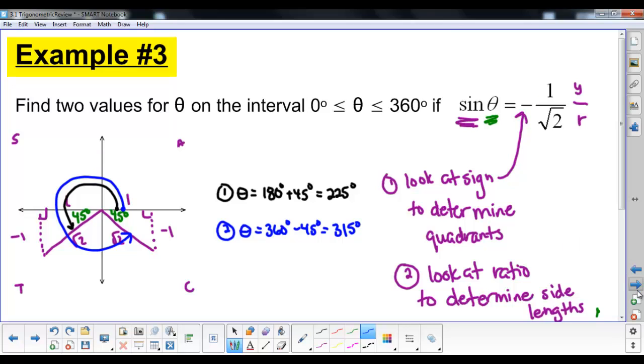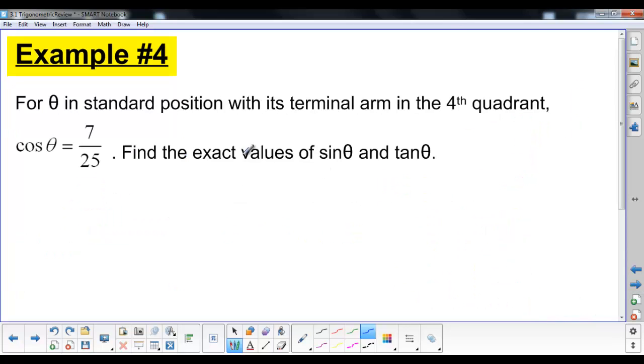Okay, and finally, the very last example, we have theta in standard position with its terminal arm in the 4th quadrant. So we're just going to highlight that for now. We're going to come back to that in a second. That's going to be important. We know that the ratio for cos theta is 7/25. We want to find the exact values for sine theta and tan theta.